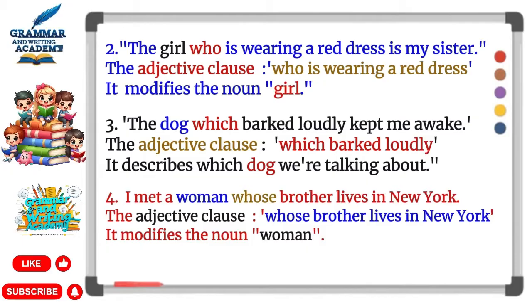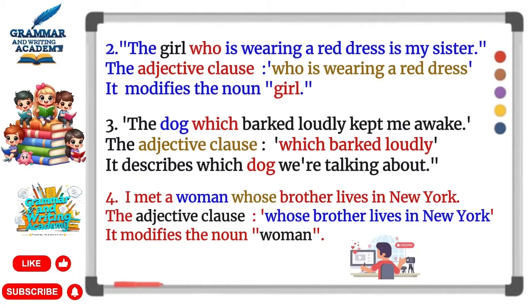4. I met a woman whose brother lives in New York. Do we have a relative pronoun? Yes, it is whose, and it is followed by a clause. So, the adjective clause is whose brother lives in New York, and it modifies the noun woman.